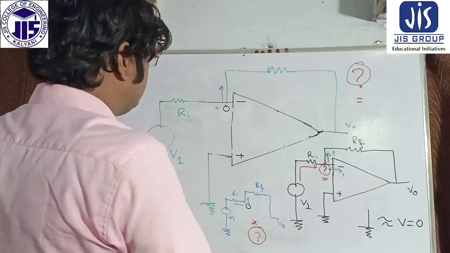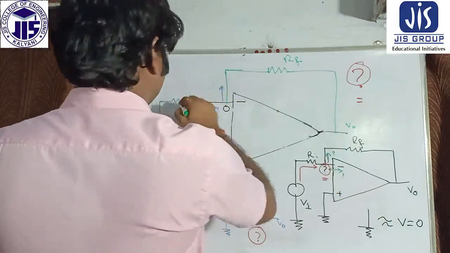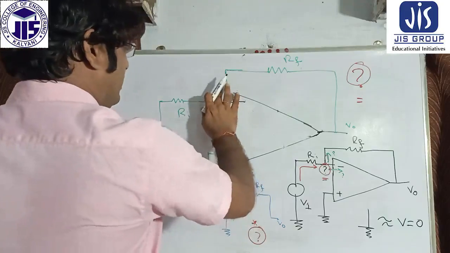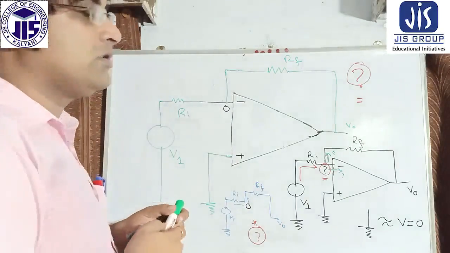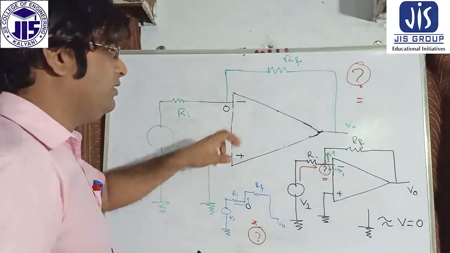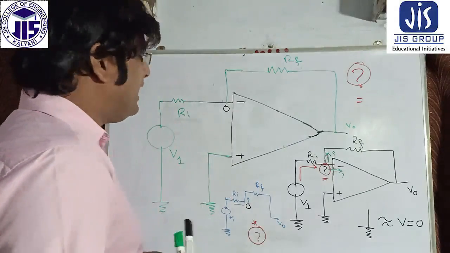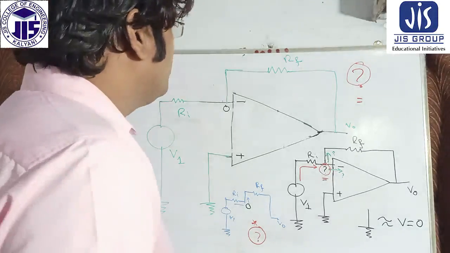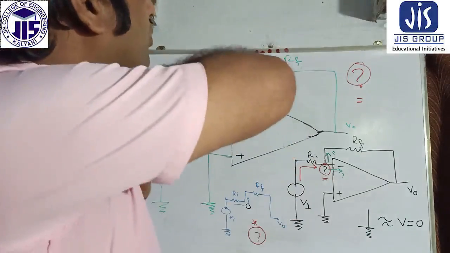The current is here, this is RF, this is RI, there is V0, this is the circuit, and the voltage here is 0. Why? Because of the virtual ground. The virtual ground concept we have already proved. This is the inverting input and this is the non-inverting input terminal. So as it is happening, we can analyze this particular circuit in a very specific way.